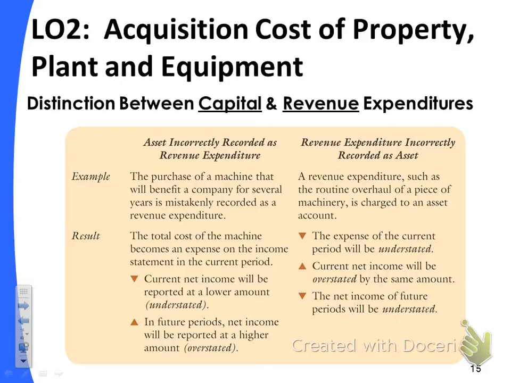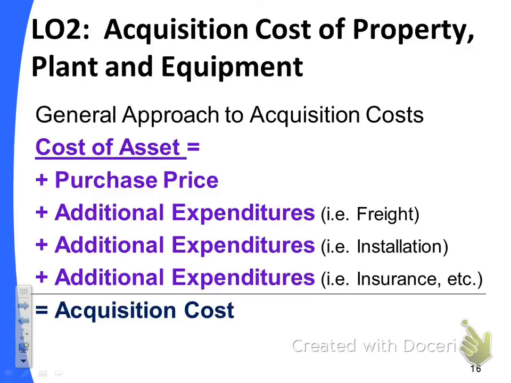So we've got to be careful that when we have an asset with long-term value, we correctly record it as a capital expenditure as opposed to a revenue expenditure. And if we have revenue expenditures, we properly record them in the period in which they're incurred. Now, general approaches to acquisition costs. The cost of the asset equals the purchase price, any freight associated with it, any installation costs, and any insurance costs. All of those are factored into what we call the acquisition cost.